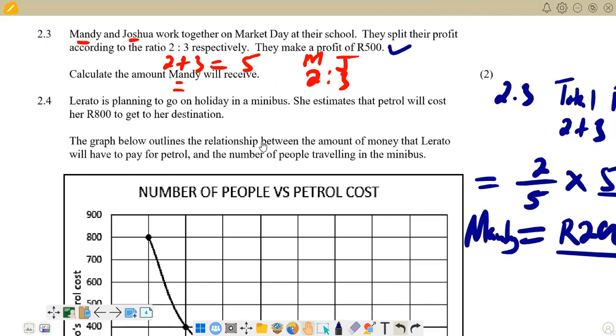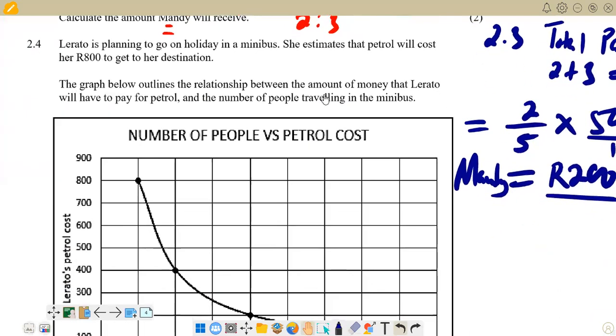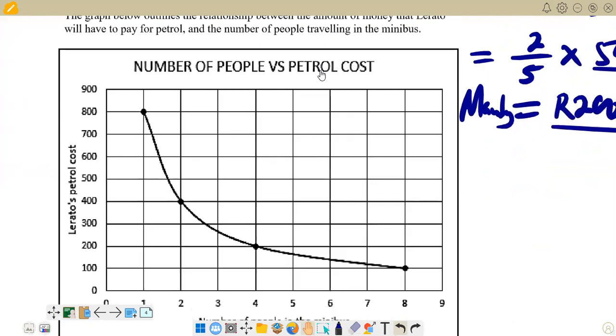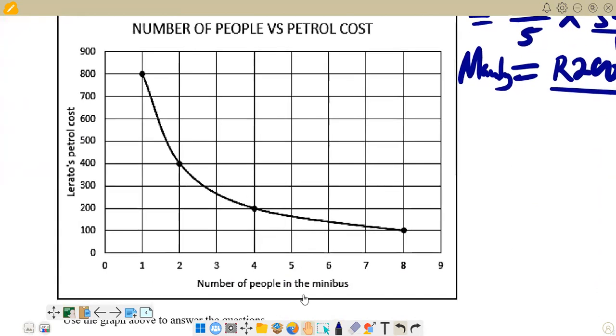We have Lerato planning to go on holiday in a minibus. She estimates that petrol will cost 800 rands to get to her destination. So this is the total cost of the petrol that has been estimated. Then the graph below outlines the relationship between the amount of money that Lerato will have to pay for petrol and the number of people traveling in the minibus. So this is the graph of number of people versus petrol costs. On the vertical axis, we have Lerato's petrol costs, and on the horizontal axis, we have the number of people in the minibus.